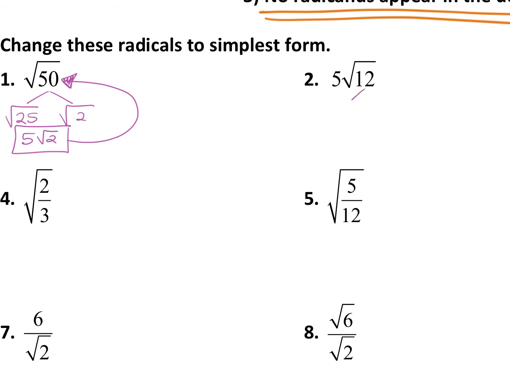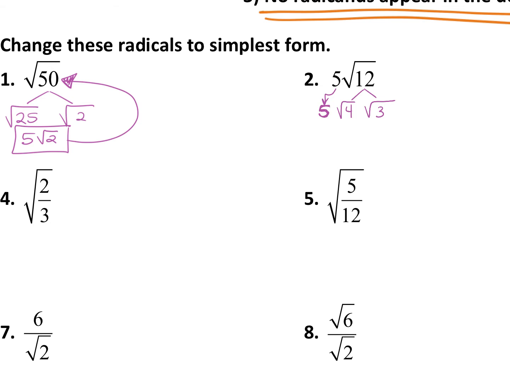How could I break the square root of 12 into a perfect square and a non-perfect square? 4, right? 4 times 3. So 4 is a perfect square. Please don't forget about our friend out in front, the 5. I'm going to just write him there so we don't forget about him. So now you take the square root. What is the square root of 4?